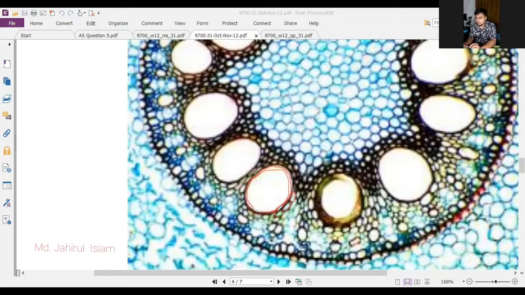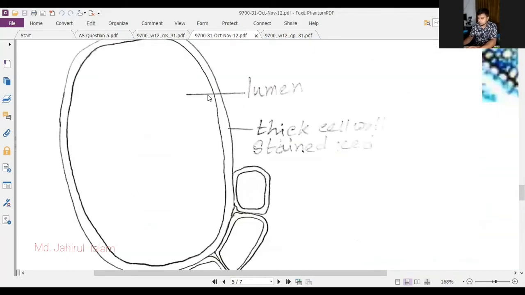As well as how to annotate, I will show you. For annotating, you will write down how you can identify the specimen, or how you can identify this is xylem vessel. So this is the drawing, this is the way you can draw. I am showing you another picture I have drawn, so you see.